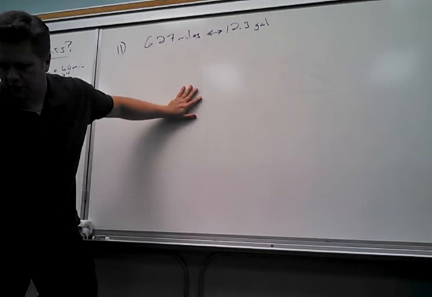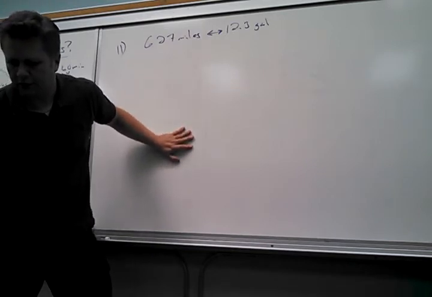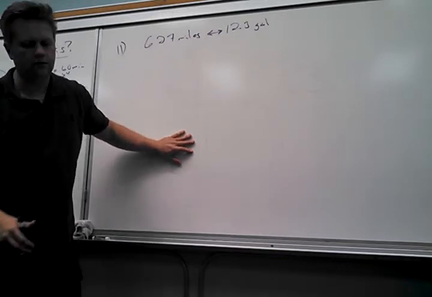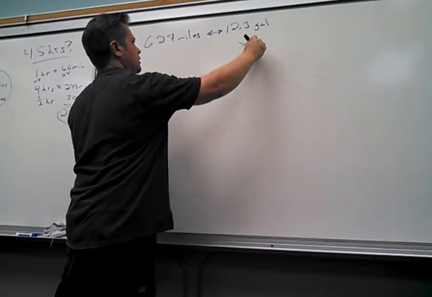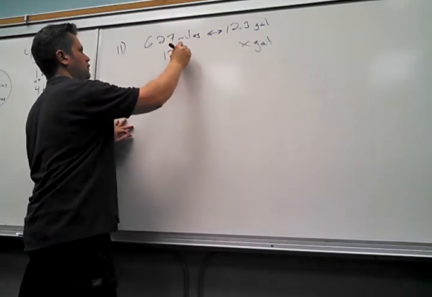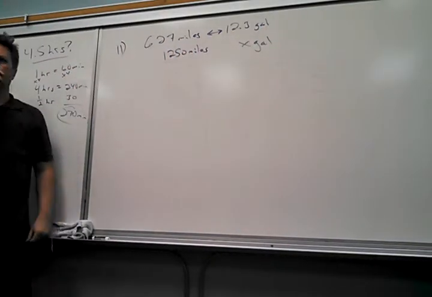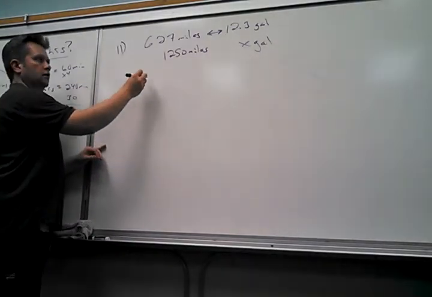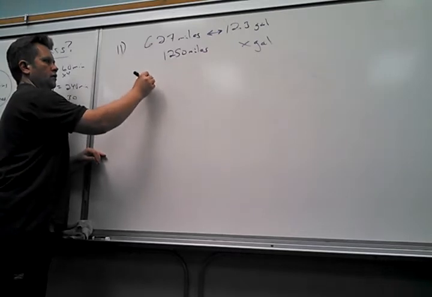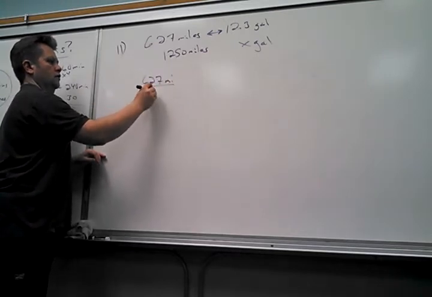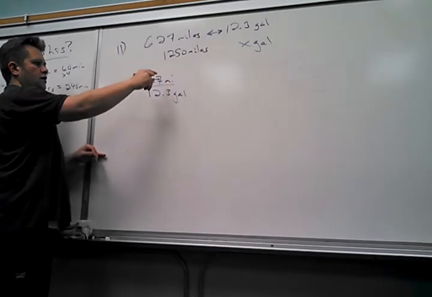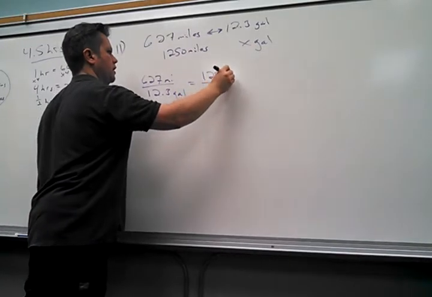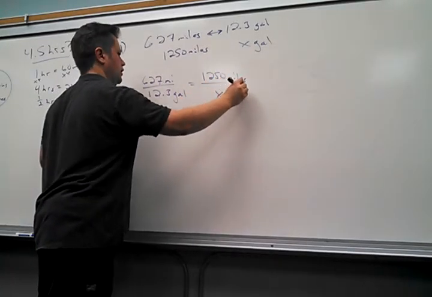What does it say? It says Manuel Lopez is planning a 1,250-mile vacation trip. How many gallons of gas can he expect to burn? So I don't know how many gallons he can expect to burn, but I know he's going 1,250 miles. Right? So how do I set that up in a proportion? What's the first ratio I can make here? 627 over 12.3 gallons. I love it. So it takes 12.3 gallons to go 627 miles. I want to go 1,250 miles. How many gallons will that take?